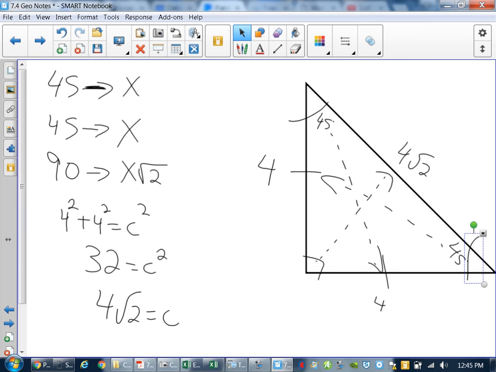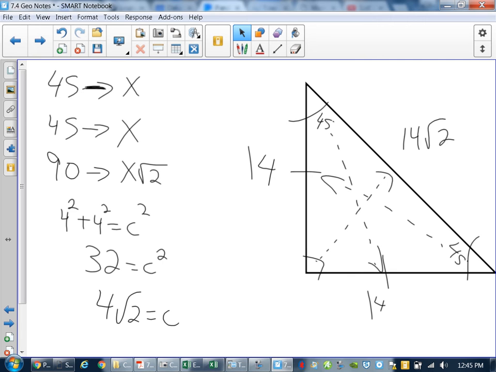So if I change this to 14 and 14, if I type that in my calculator, 14 squared plus 14 squared, hit enter, take the square root of it, what do you think you're gonna get? Yeah. Yep.